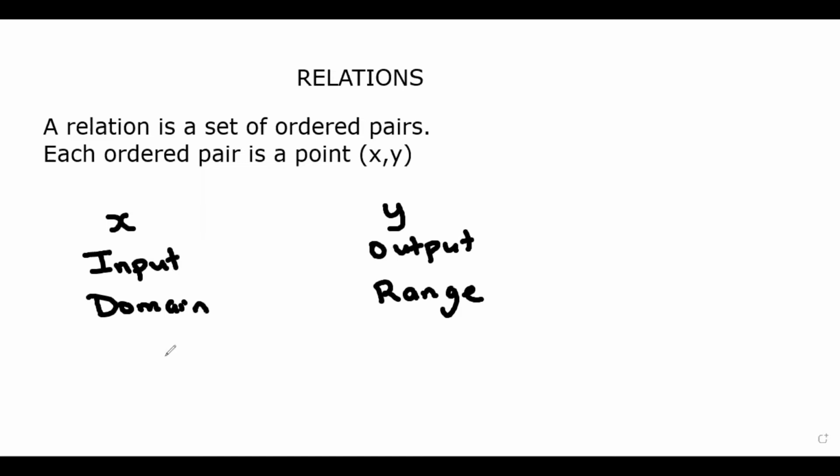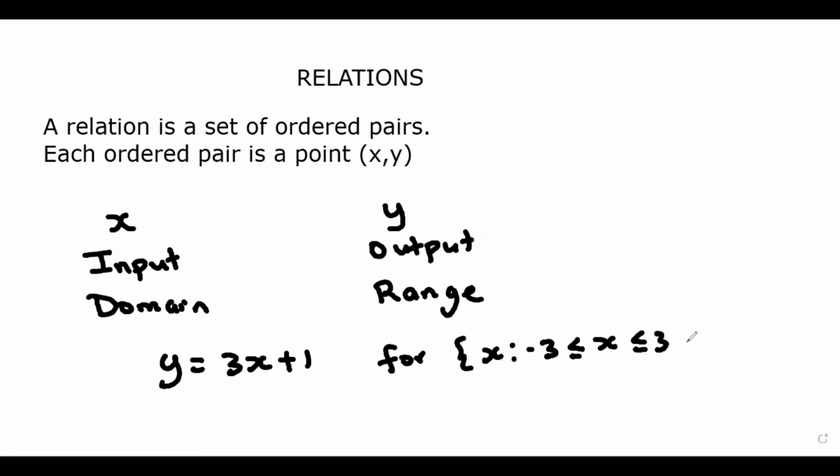Now, for example, let's say we have y is equal to 3x plus 1 for x such that x is in the range -3 to +3, where x is in integers. So it is important for you to know integers, rational numbers, irrational numbers, whole numbers, natural numbers, and all your real numbers. So you need to know the different numbers that fall within each category.